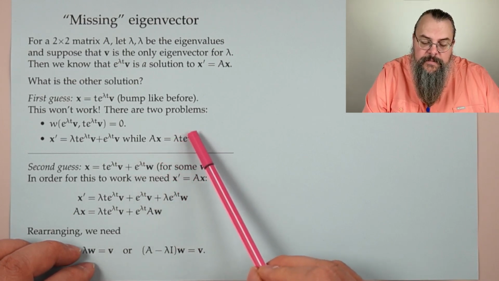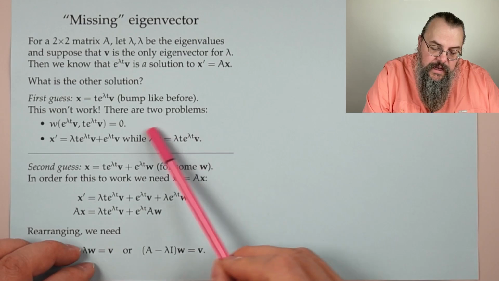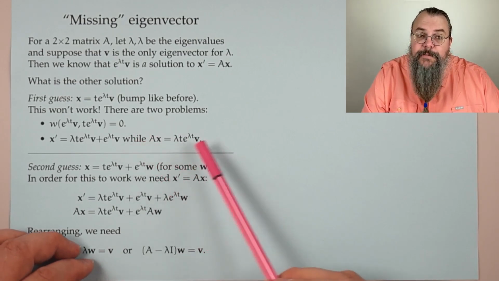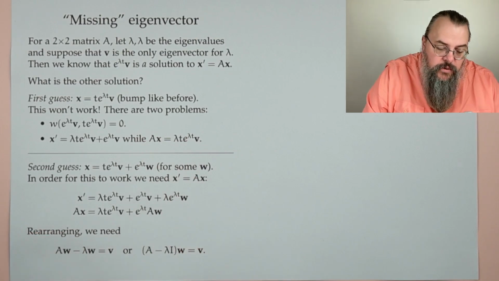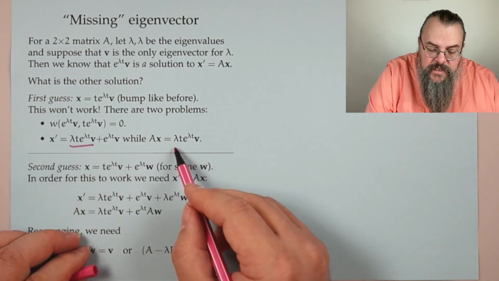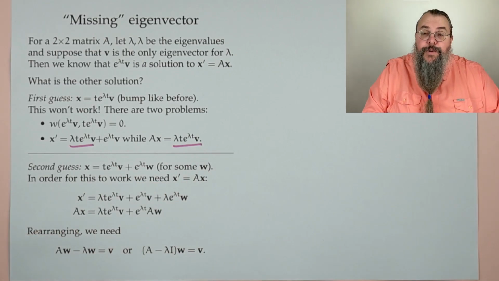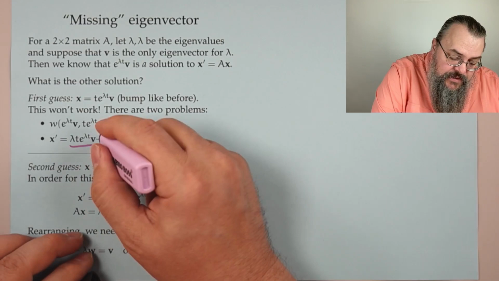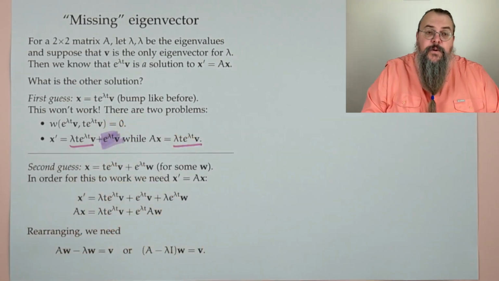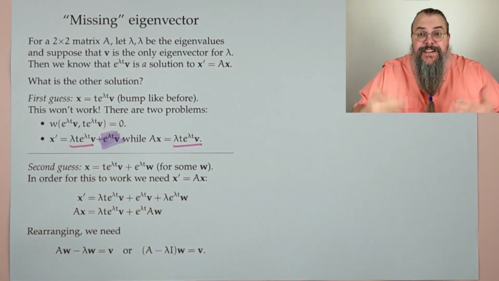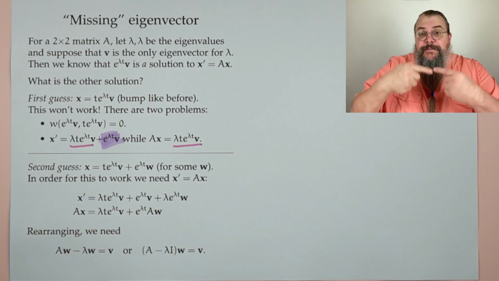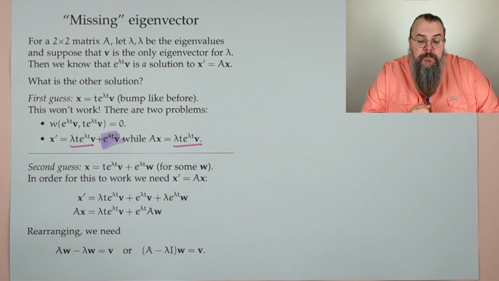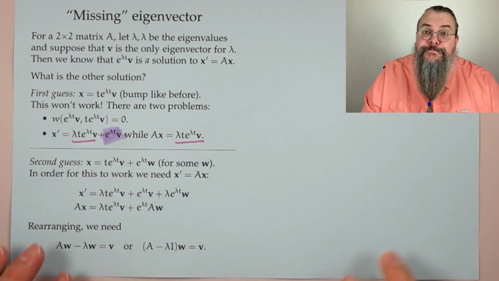Well, the e to the lambda t just pumps out in front, and then you have A times v, which is lambda v. And you say, okay, cool, this matches, and that matches, but what doesn't match? Well, the problem is, you got this piece right here, and that doesn't line up. So it's not satisfying the differential equation. So you say, oh. So let's fix it.